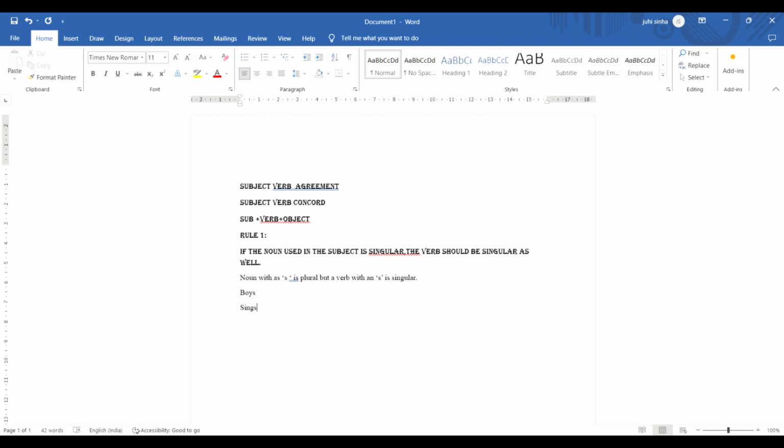So this is the first subject rule. What is the first rule? That if the noun used in the subject is singular, the verb should be singular as well. It should be according to the subject used in the sentence. Let's take up some examples.